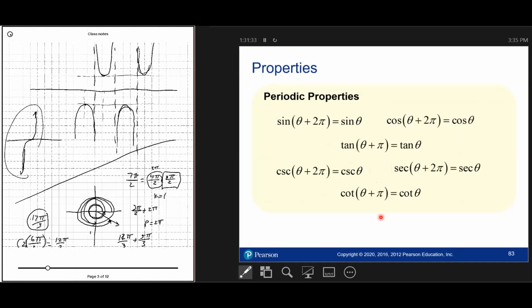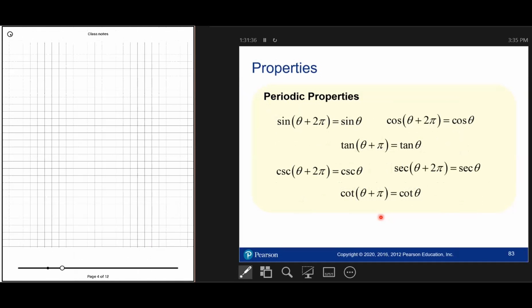Yes, because it's 2 times around, and then we hit that 5 pi thirds angle. Gotcha. Okay. Now, something to understand is that different trig functions have different periods. Sine, cosine, cosecant, and secant all have the same period, 2 pi. But tangent and cotangent have different periods. They have a period of pi.